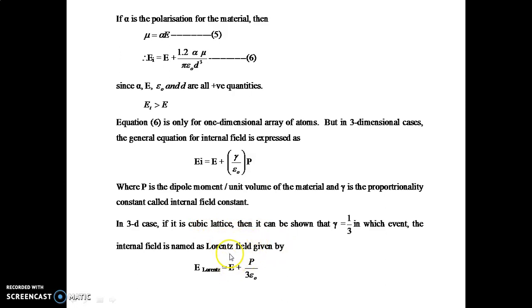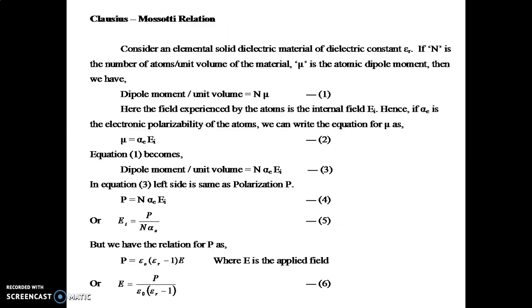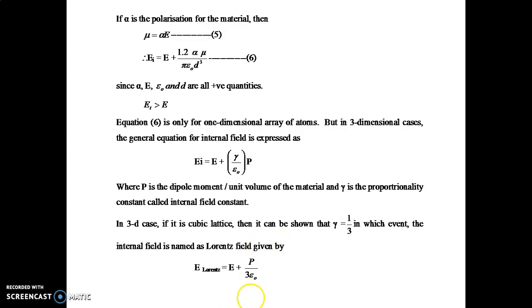It is obtained by Lorentz, and hence the internal field is called the Lorentz field. So, what is that? E Lorentz is equal to E plus P divided by 3 epsilon naught. Gamma is substituted as 1 by 3 in this equation. Clear? So, that is all about the expression for the Lorentz field, or in general the internal field.